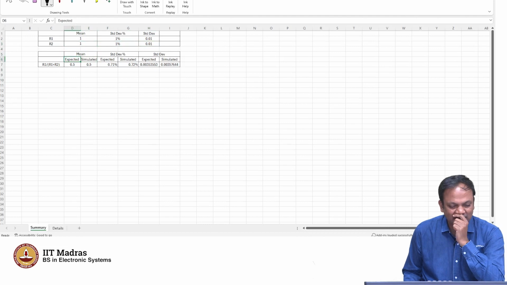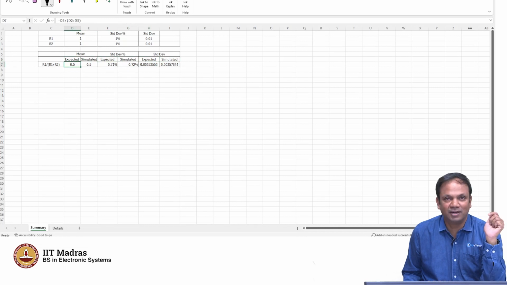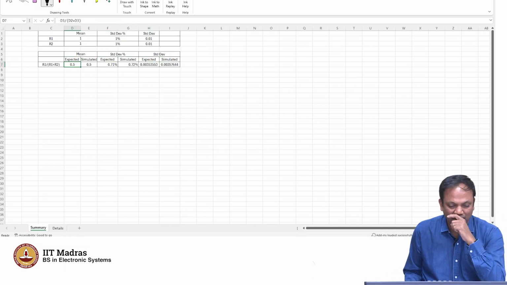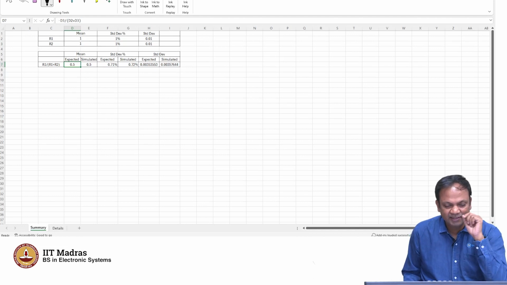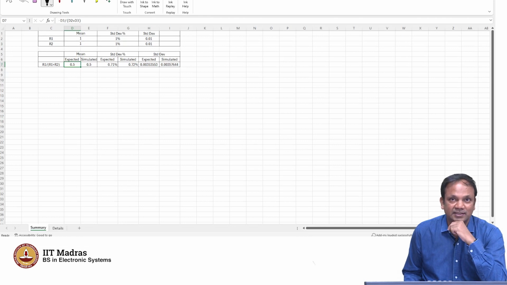One is the expected value, which is based on the formula that I derived, and then one is the simulated value, right? So wherever I have marked the expected value, I have actually written the formula. So the expected mean is R2 by R1 plus R2. So it is cell D3 divided by D2 plus D3.